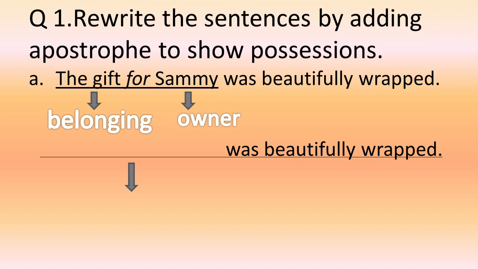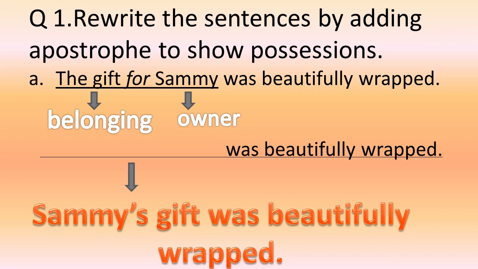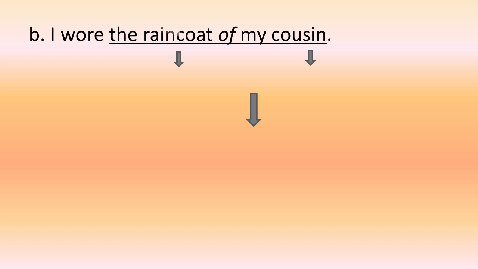Now we have to rewrite the sentence by adding apostrophe in such a way that the meaning remains the same. We would write Sami's gift instead of the gift for Sami, and the rest of the sentence would remain the same. This would be: Sami's gift was beautifully wrapped. Now come to part B. I wore the raincoat of my cousin. Likewise, you have to find the owner and the belonging. Here, my cousin is the owner and his belonging is the raincoat.